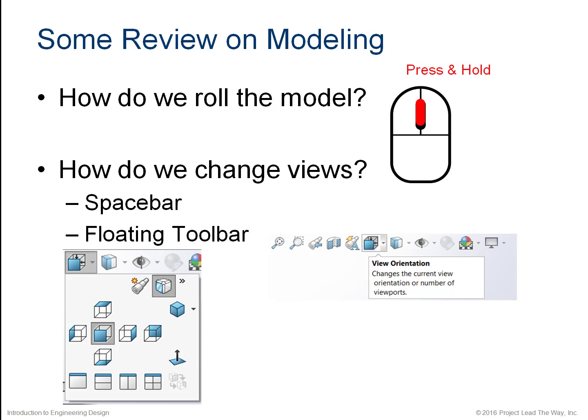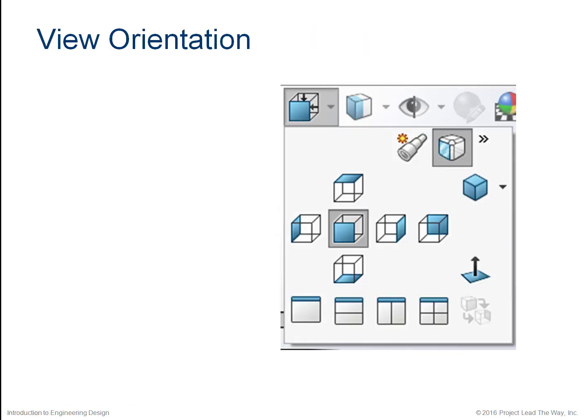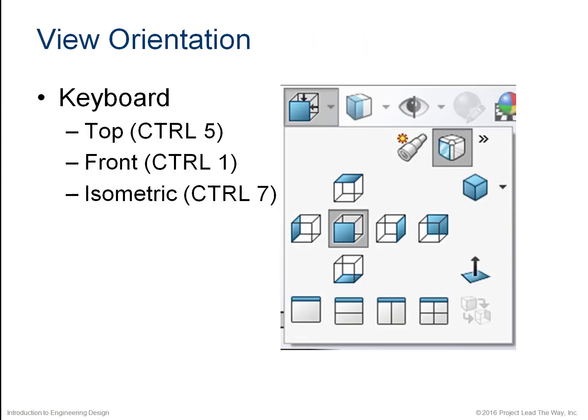Now there are a couple of shortcuts for that also. And on this view orientation, I can hit Control 5. That will give me the top view. I can hit Control 1. That will give me the front view. And I can hit Control 7. That will give me the isometric view. So a few shortcuts for you.